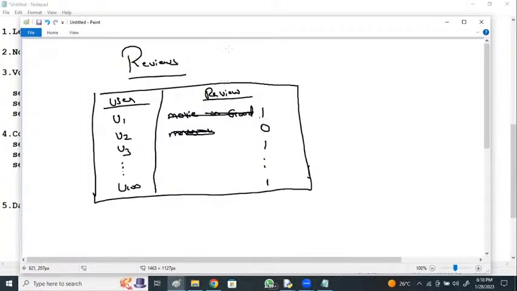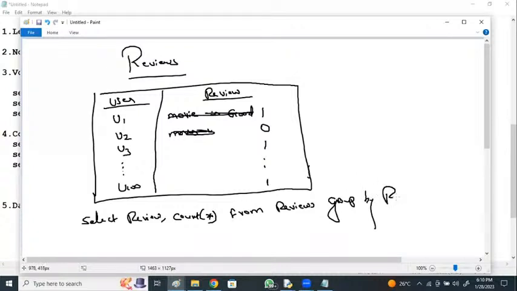Can you write an SQL query to count the number of ones and zeros, meaning how many are saying it's good and bad? We can write an SQL query for this: select review, count from the reviews table, group by review. What is the output? Zeros and ones. What is the count? 90 people saying the movie is good, 10 people saying the movie is bad. This is structured data.